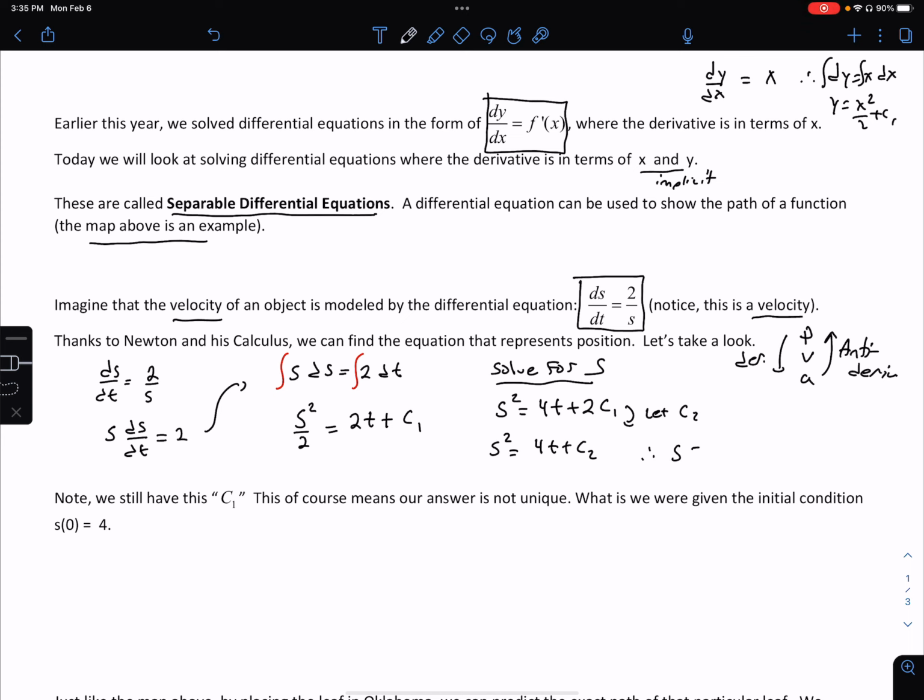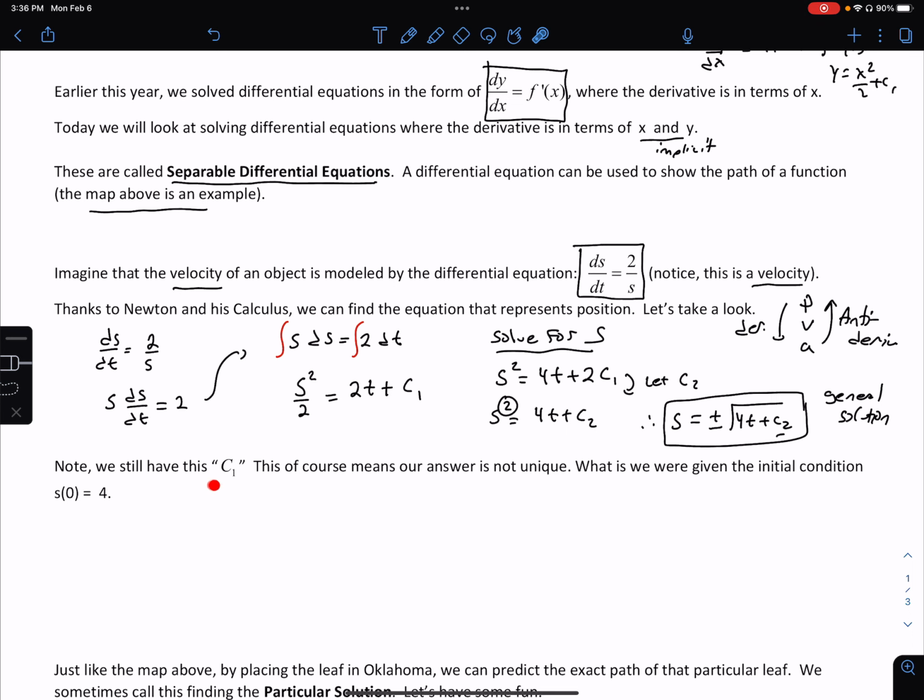Therefore, solving for s, be careful. We're going to get two answers because we're taking a square root. So we get plus or minus the square root of 4t plus c2. And this is what we call a general solution. We call it a general solution because we have that plus c right here, and that plus c tells us that this is not unique, so it's just a general solution. And that's what we're saying here below. Note, we still have that plus c. This, of course, means our answer is not unique.